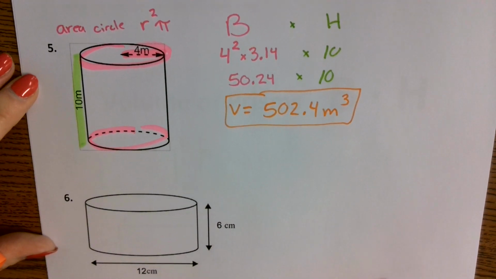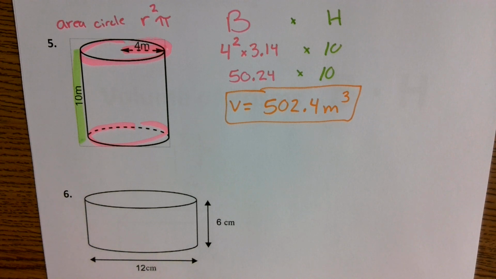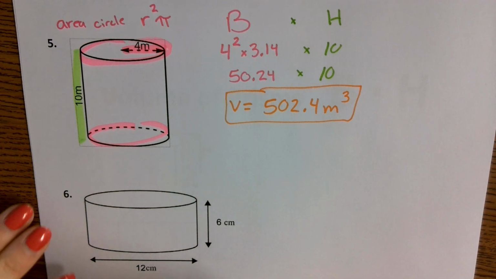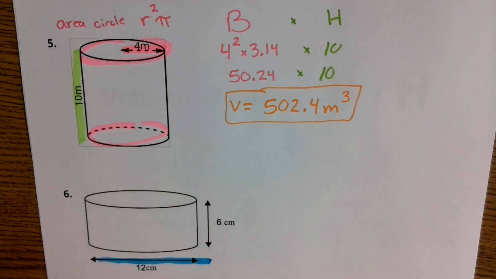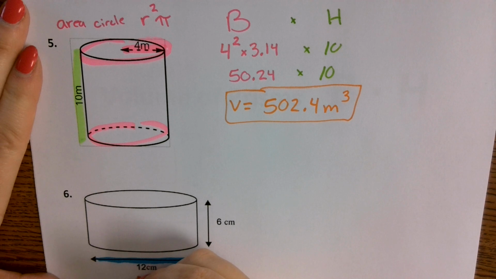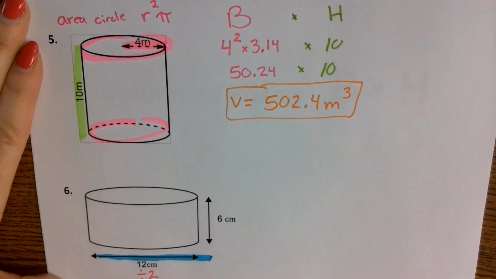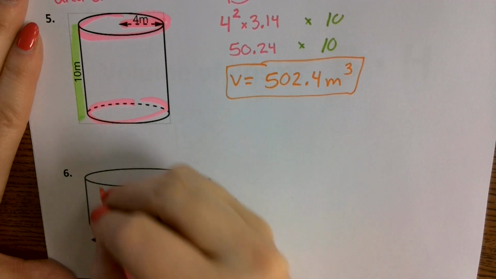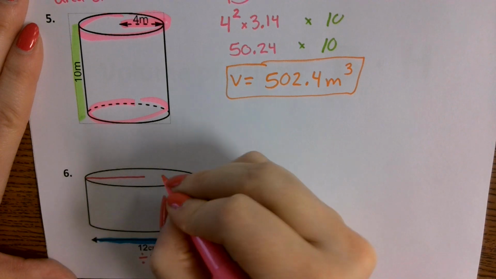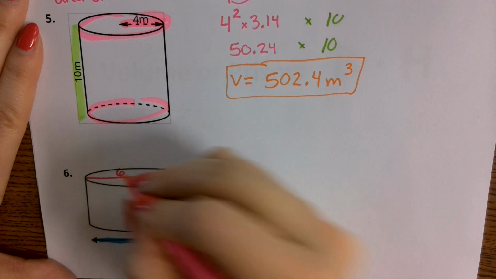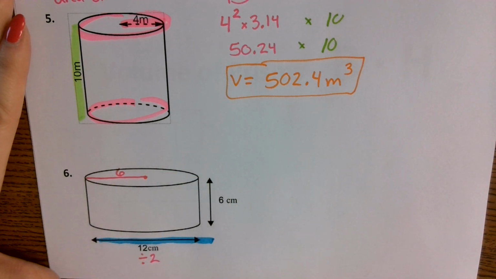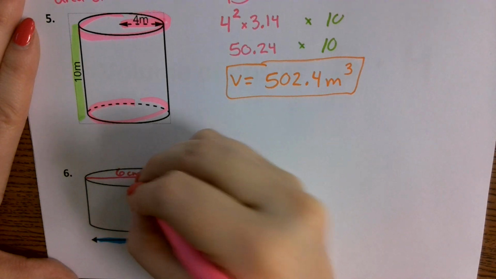What about for problem 6, though? Did problem 6 give us the radius? No. They gave us a what? They gave us a diameter. So what do we do, Justin? Divided by what, Justin? 2. So we're going to divide this by 2. If we divide that by 2, that gives us the radius. The radius in this case is what, guys? 6. Good. The radius is going to be 6 centimeters.